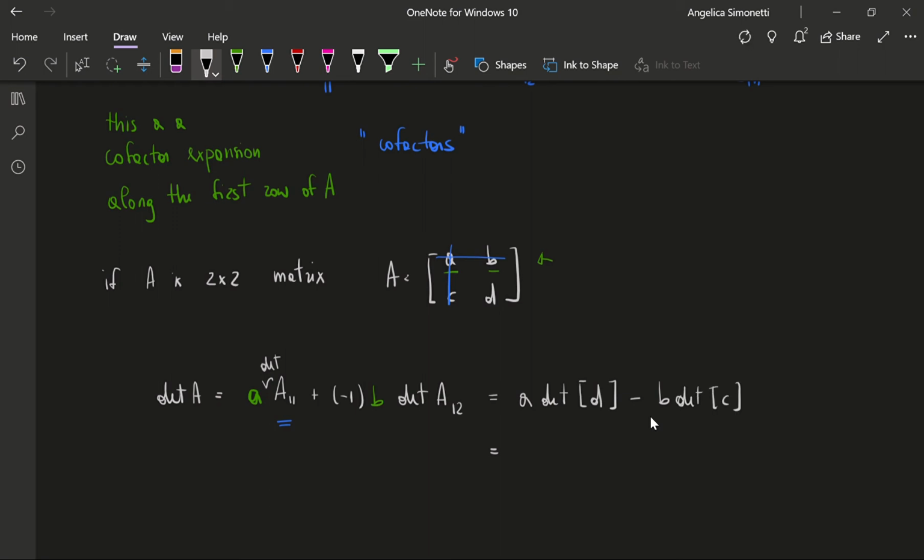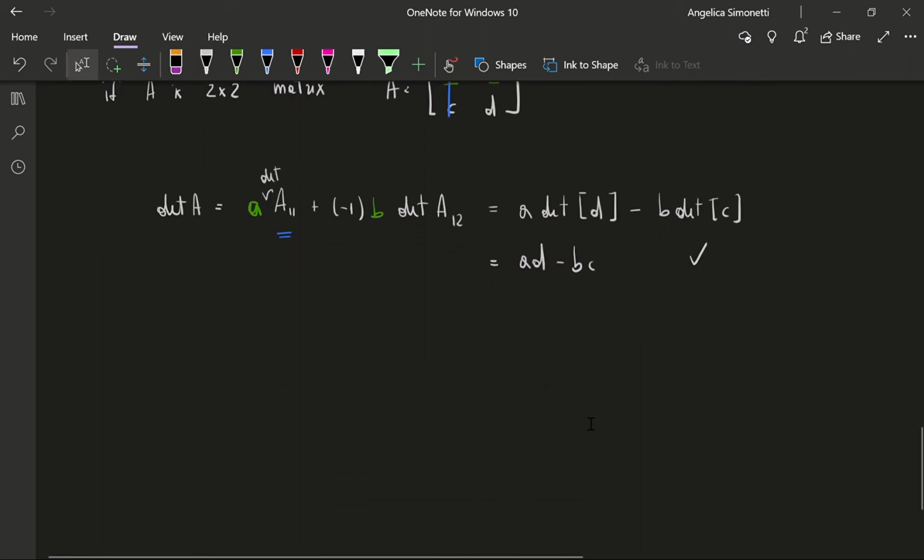And then remember, we said that if we have a 1 by 1 matrix, then the determinant is exactly the single entry that you have. So what is this going to be? Well, not surprisingly, this is AD minus BC, which checks out with what we expect for a 2 by 2 matrix. Okay, so just to be sure we understand, let's do an example with a 3 by 3 matrix.